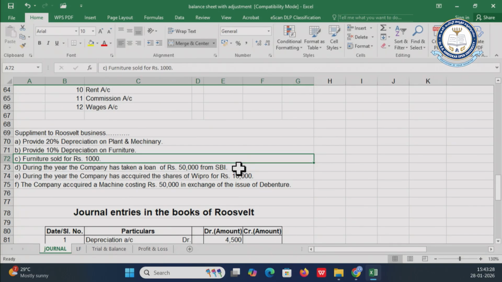During the year, the company has taken a loan of 50,000 from SBI. SBI is an artificial person. Roosevelt also is an artificial person. One person is taking from another person. So 50,000 is received in the form of cash. Cash is coming in. Cash is an asset, so asset-related accounts are called real accounts. The rule for real accounts is debit whenever an asset comes in and credit whenever the asset goes out.